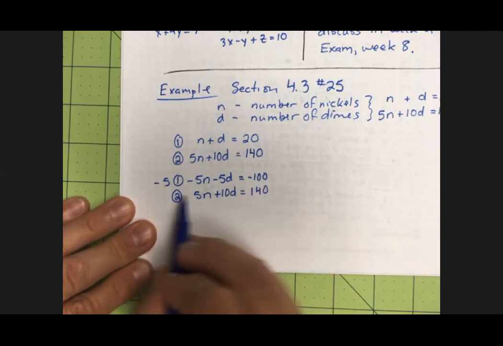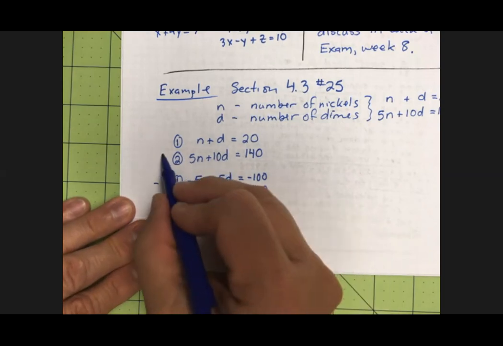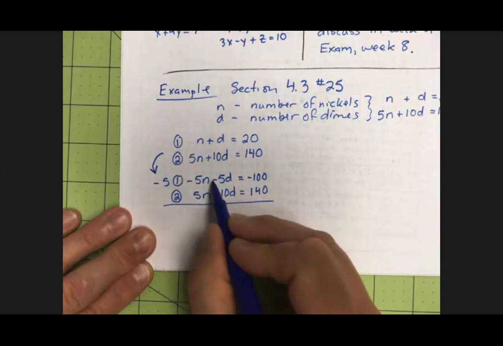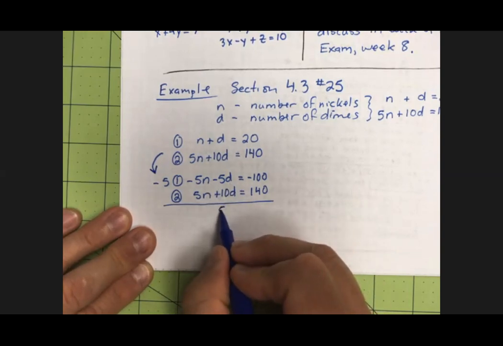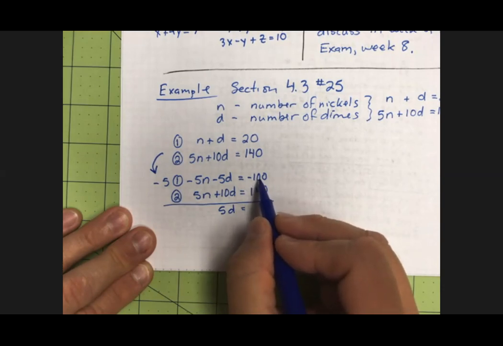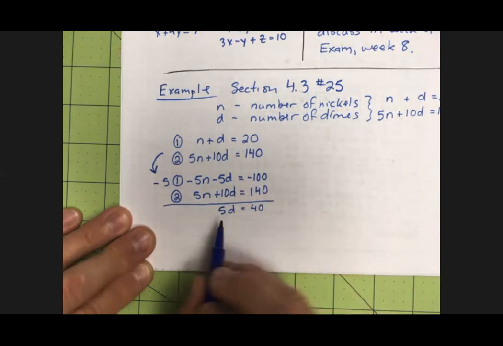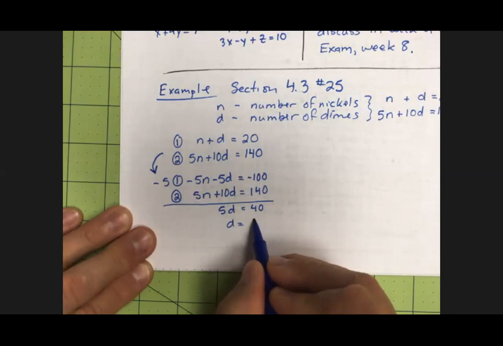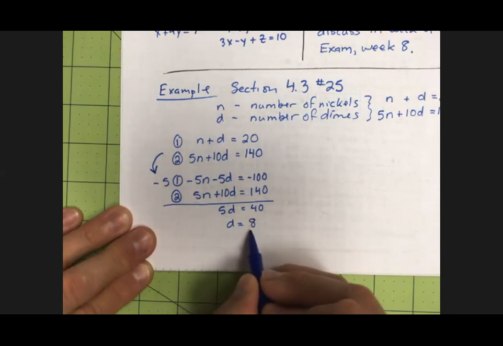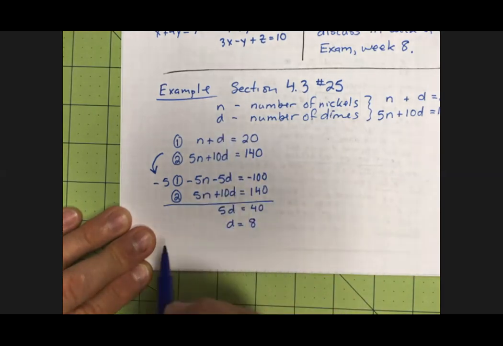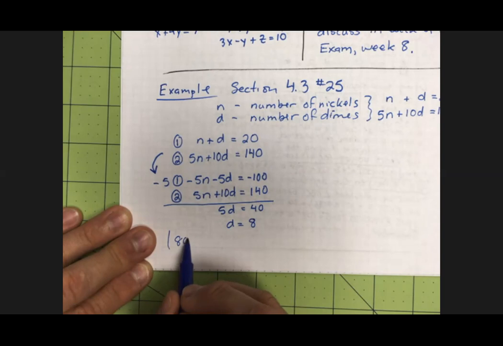140. Make sure you honestly multiply, that means correctly multiply. When I add them together, no n's, five D's and 140 plus minus 100 is 40. Now that tells me that dividing by five, I must have eight dimes. The number of dimes must be eight. And that makes 80 cents.